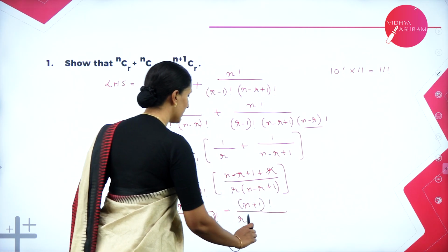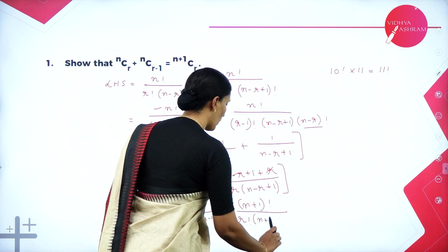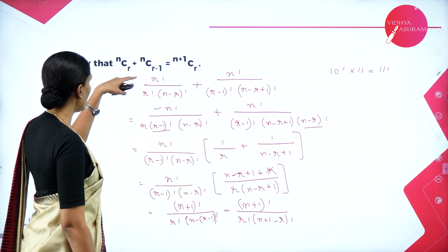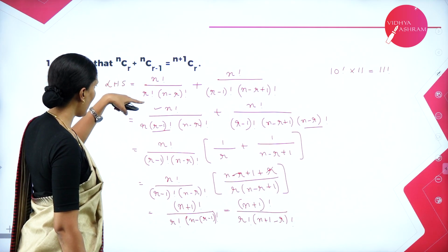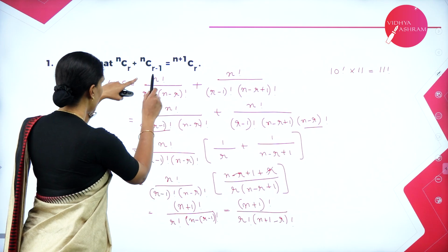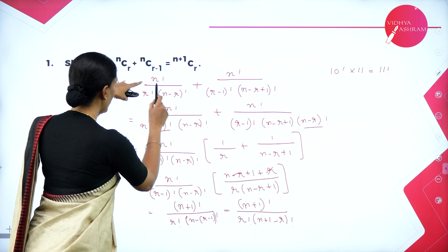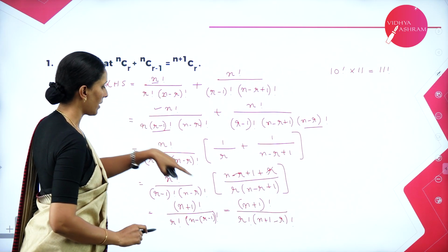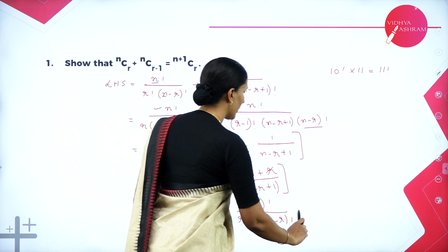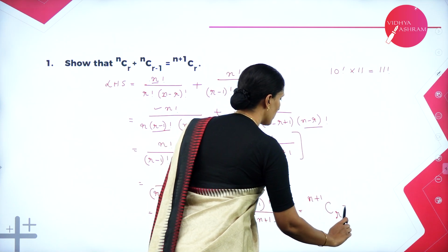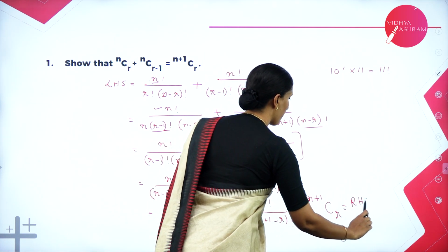Here I can take this as N plus 1 minus R factorial. Now if the formula is NCR, it is N factorial by R factorial into N minus R factorial. But here you can see in the place of N, we have N plus 1 on both sides. So the entire formula can be written in the form of N plus 1 CR. So that is the right hand side.